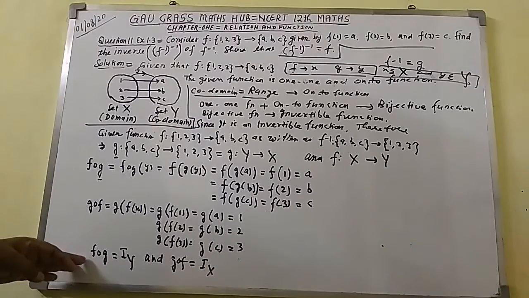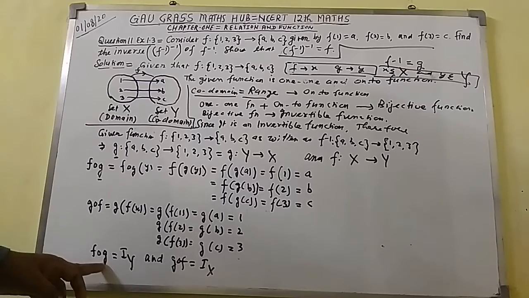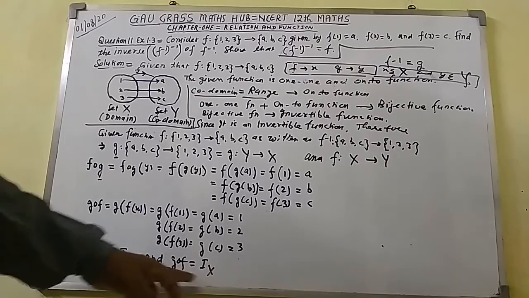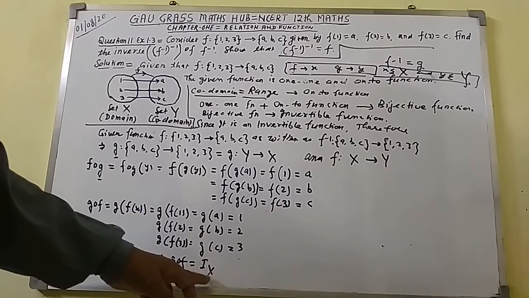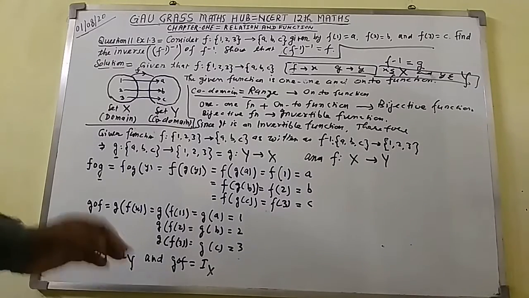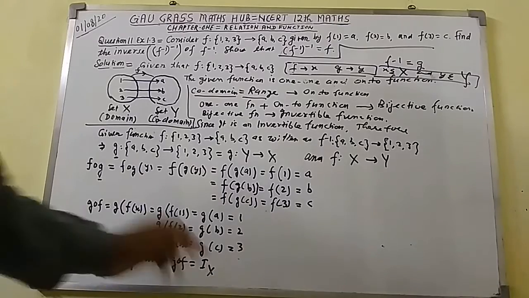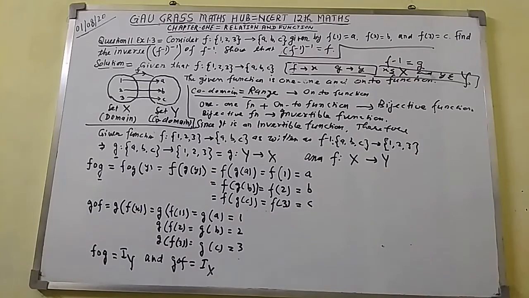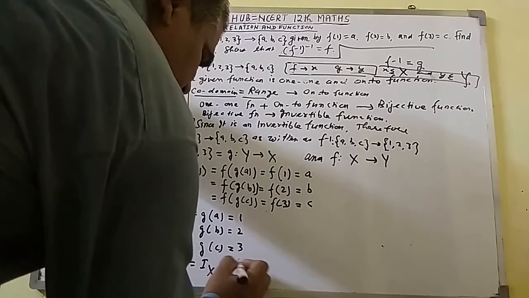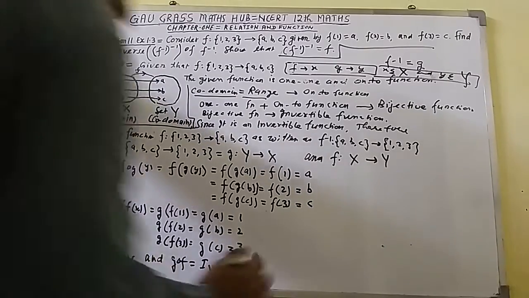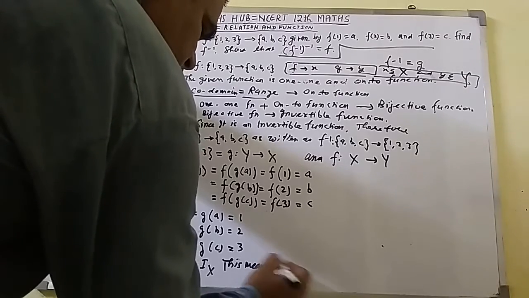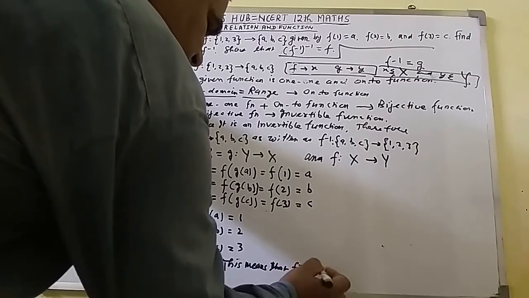So here you have got: G, the last G is related to Y, that's the identity of Y. F, the last letter is F, F is related to set X. So here I have written identity of set X. So here you have got F o G equal to I_Y and G o F equal to I_X. This means that F inverse exists.